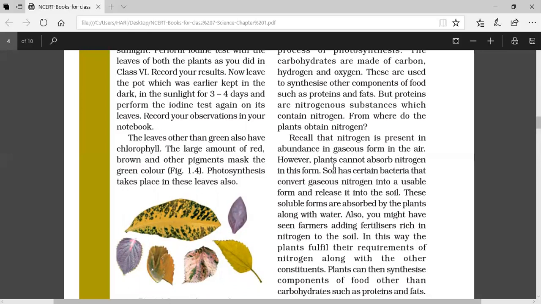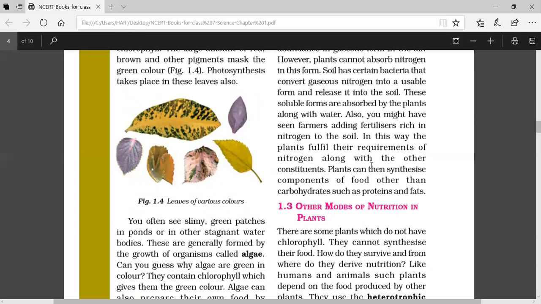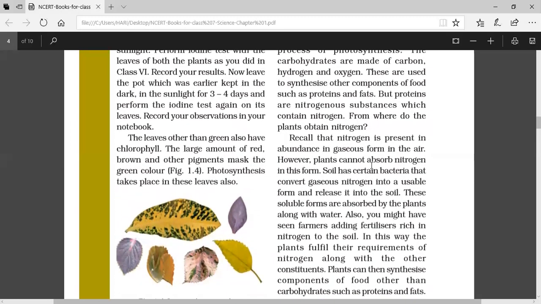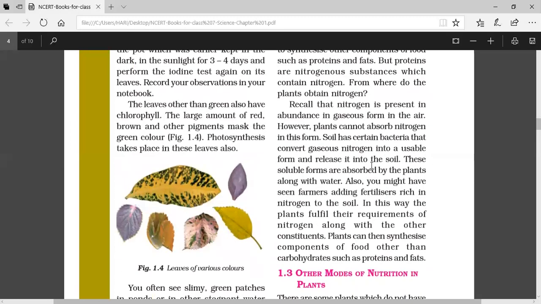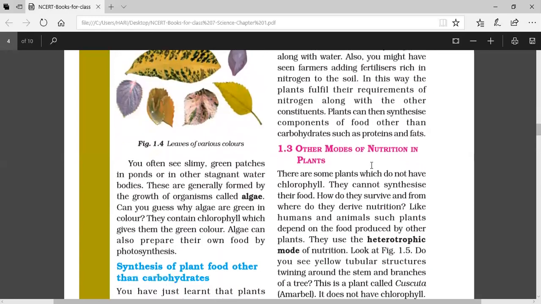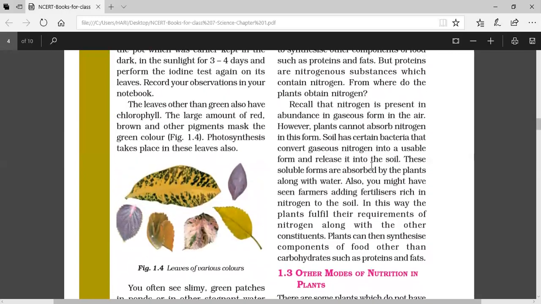A type of bacteria called rhizobium absorbs atmospheric nitrogen and converts it into a form which can dissolve in water. Plants absorb this nitrogen along with the water from the soil. In some cases, farmers also add fertilizers containing nitrogen to the soil. Thus, plants get water and the minerals from the soil.